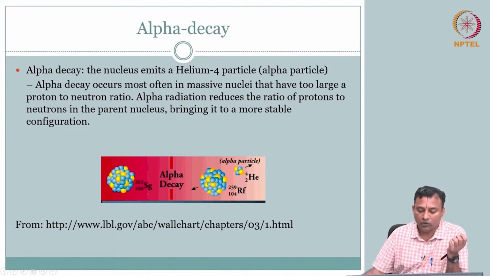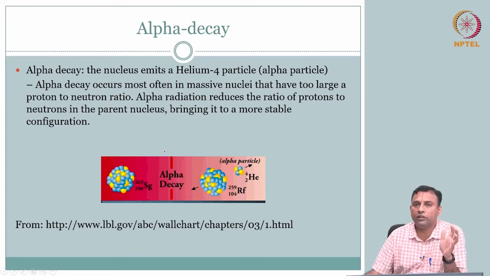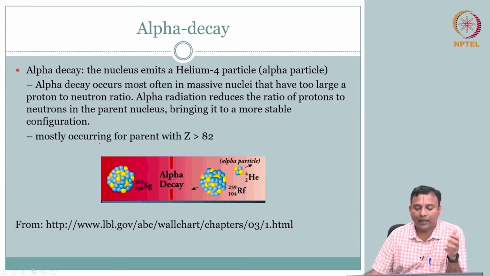Once that is reduced, it will become a little more stable. So, this is alpha particle decay, but we will not study more about this because it is not really used for our medical imaging purpose. This happens mostly with heavy nuclei, atomic number greater than 82, so we will not worry about this.